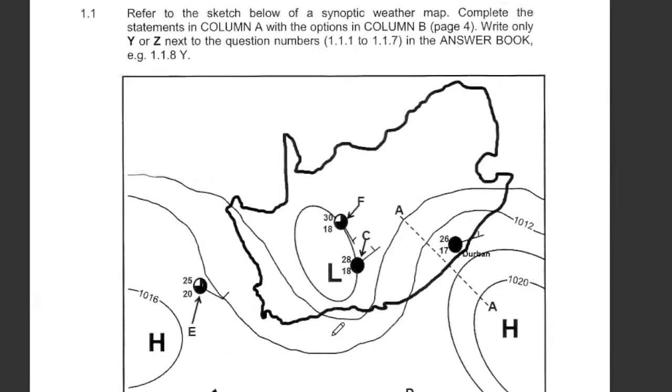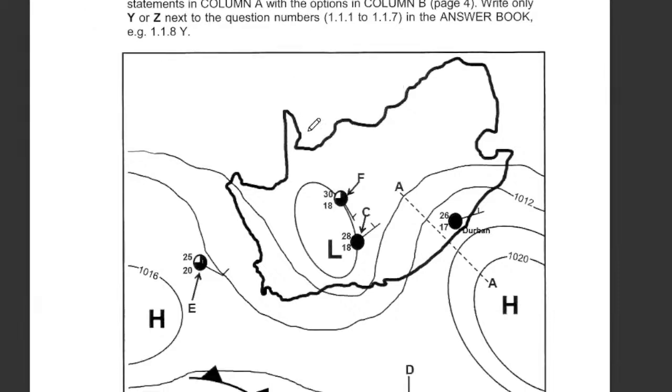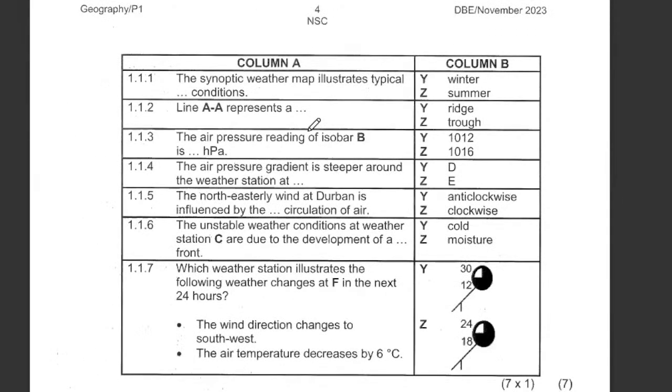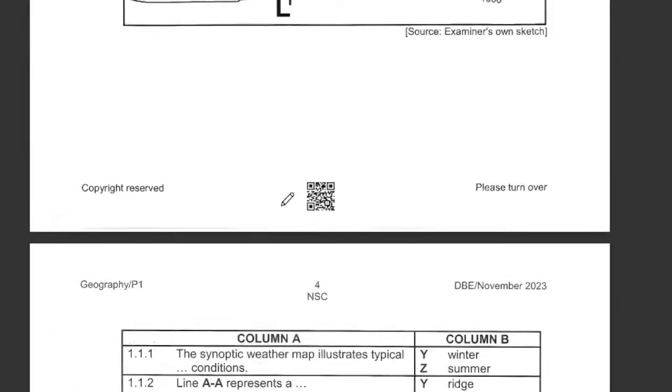Okay. So when you look at the questions, they say refer to the sketch below, synoptic weather map. Complete the statements in column A with the option in column B, page 4. Write only Y or Z next to the question numbers. Let's go see the questions. Questions are here. 1.1.1. It says the synoptic weather map illustrates a typical condition. Which typical condition? Is it winter or summer?